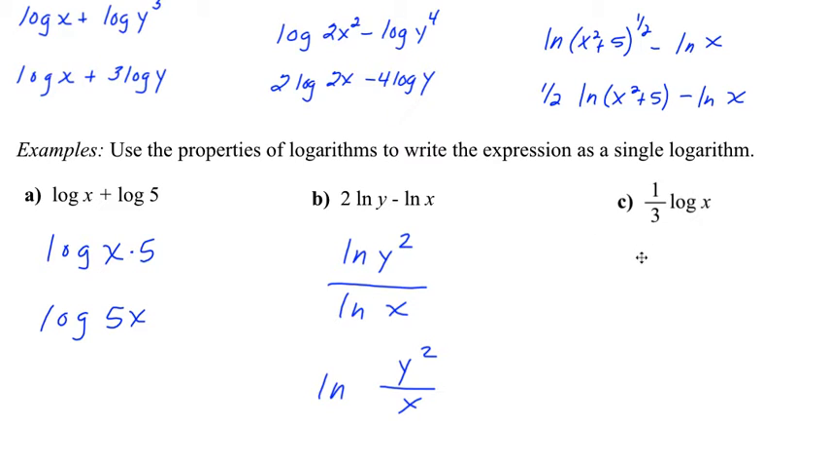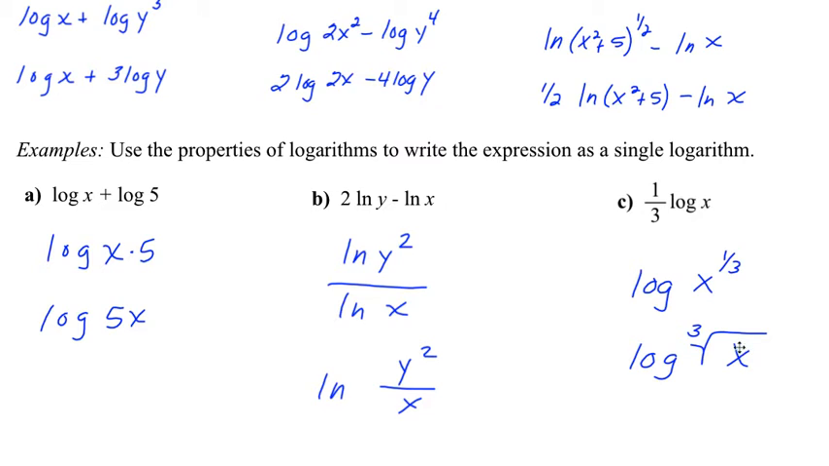All right, letter C. This one we have a 1/3 out front. Well, that must have been an exponent when it began. So that is the common log of x to the 1/3 power. And if we wanted to write that in radical notation, that would be equivalent to the log of the cubed root of x. Either of these forms here is correct.